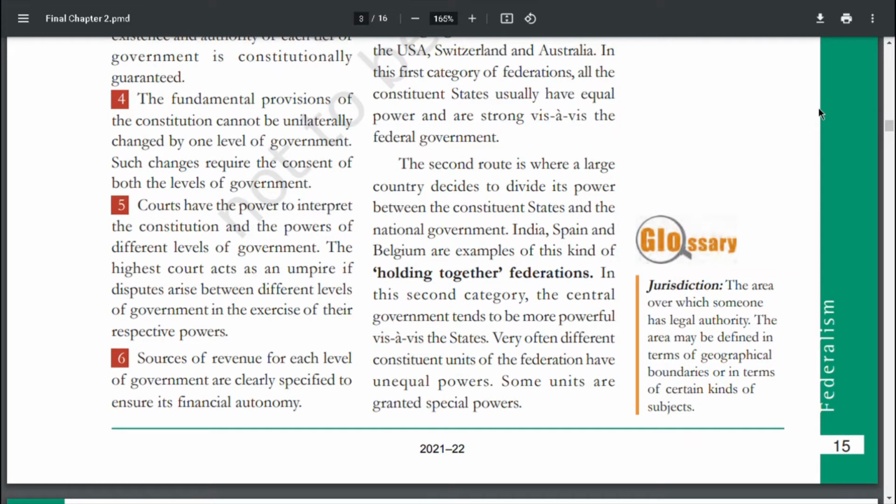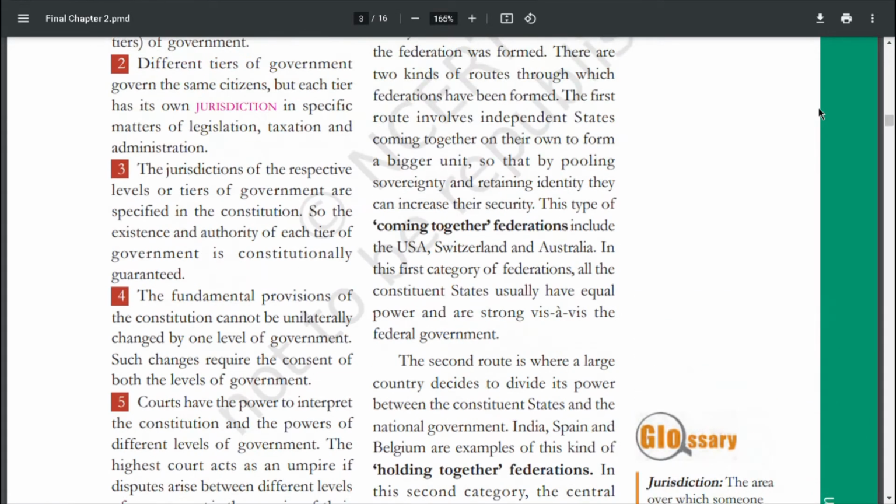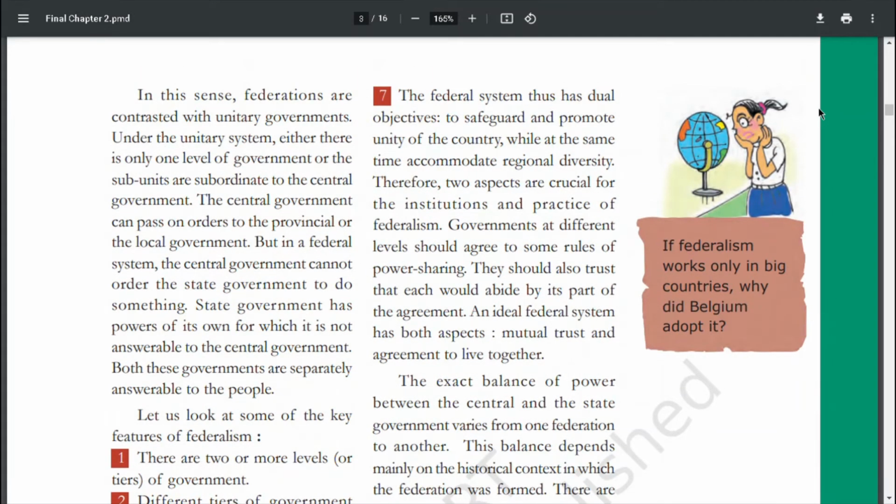Fifth, courts have the power to interpret the Constitution and the powers of different levels of government. The highest court acts as an umpire if disputes arise between different levels of government in the exercise of their respective powers. Sixth, sources of revenue for each level of government are clearly specified to ensure its financial autonomy. The federal system thus has dual objectives: to safeguard and promote unity of the country while at the same time accommodating regional diversities.